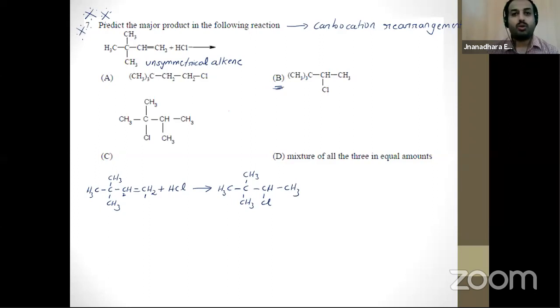Remember, Markovnikov's rule is just a shortcut. It's not the reason. The actual reason behind the products that you get is the carbocation as intermediate. Whenever carbocations are formed as intermediates, they can undergo rearrangement. So this product, or this route, would be wrong. In that case, what would be the correct reason? Let me just show that solution to you.